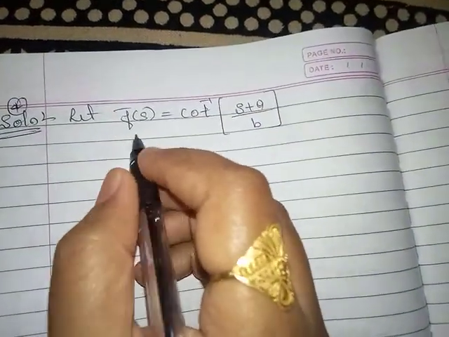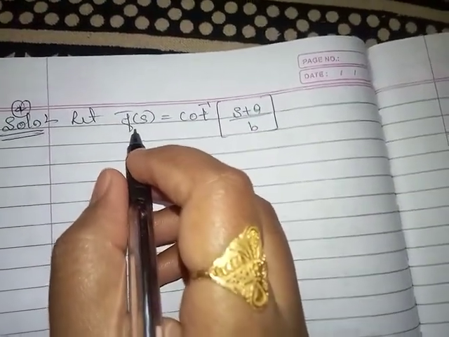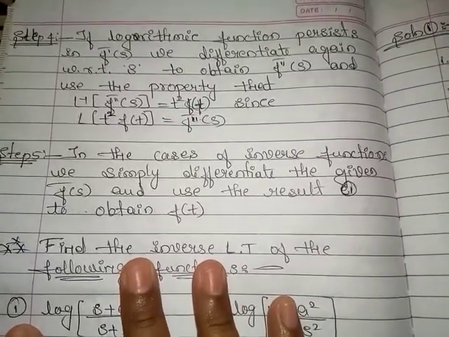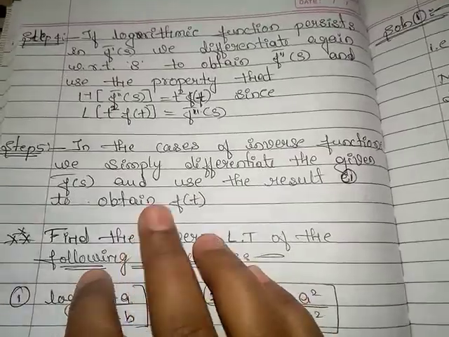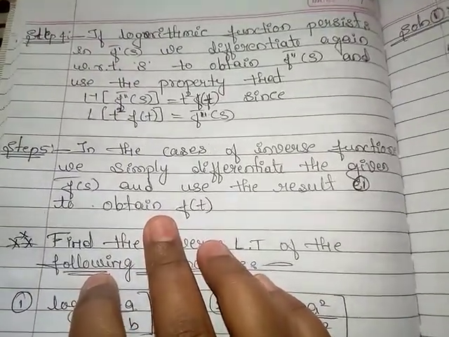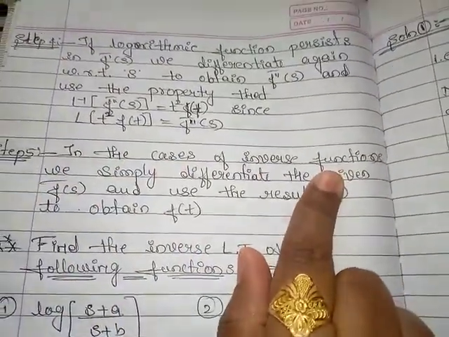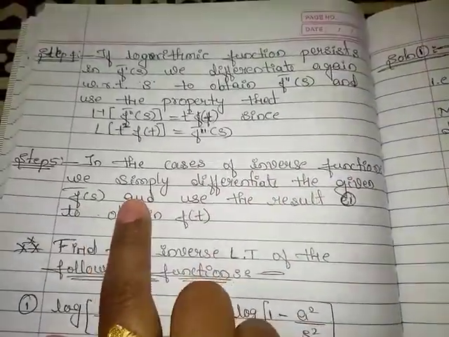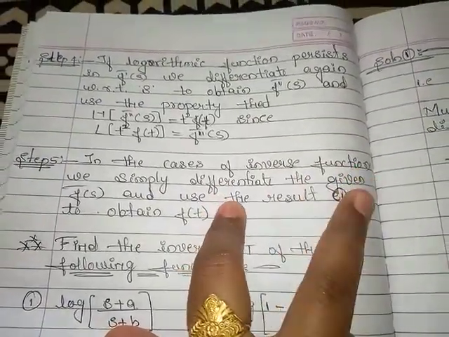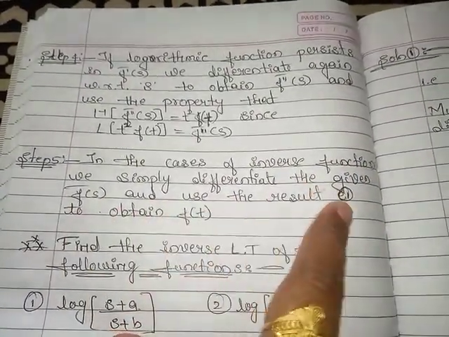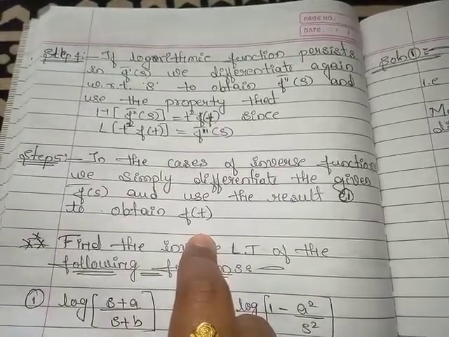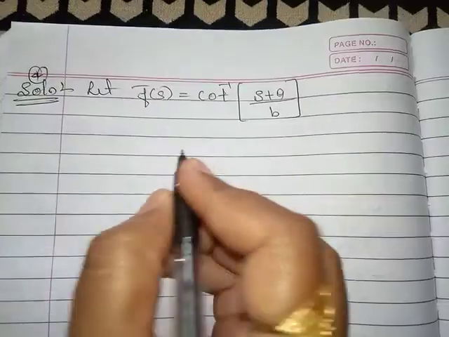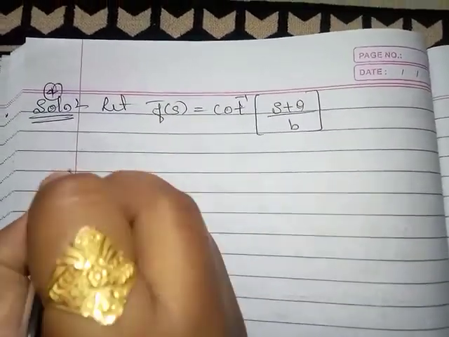Now, first we would multiply by a negative sign. Sorry, here we have another method to solve this, which means we don't have to multiply by a negative sign. If the given function is an inverse function, we simply differentiate the given f bar of s and use result one to obtain f of t. We have to differentiate with respect to s.